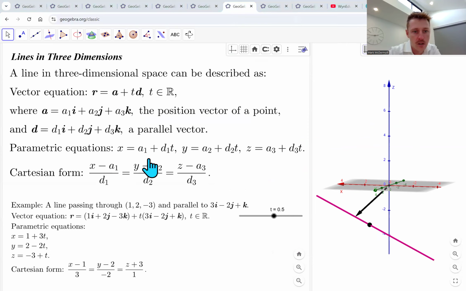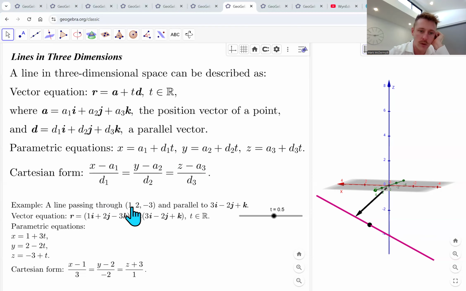The parametric equation is just going to be the x coordinate is equal to a1 plus t groups of d1, y is equal to a2 plus t groups of d2, and z is equal to a3 plus t groups of d3. And then similarly, just like we did before, I think the example's easier to look at. The Cartesian form would take this form. Okay. So let's just look at an example to make things easier.